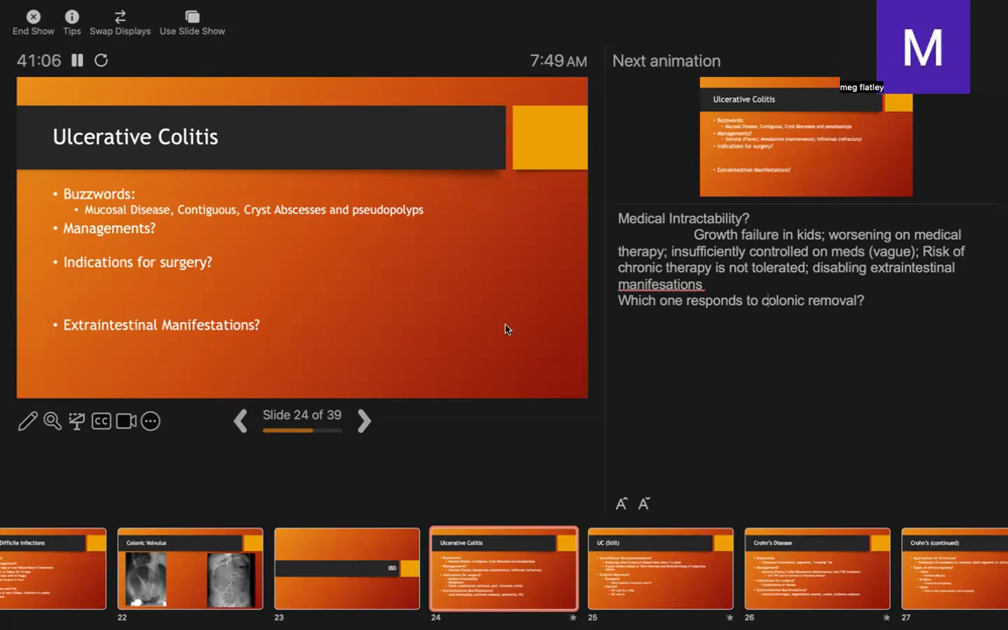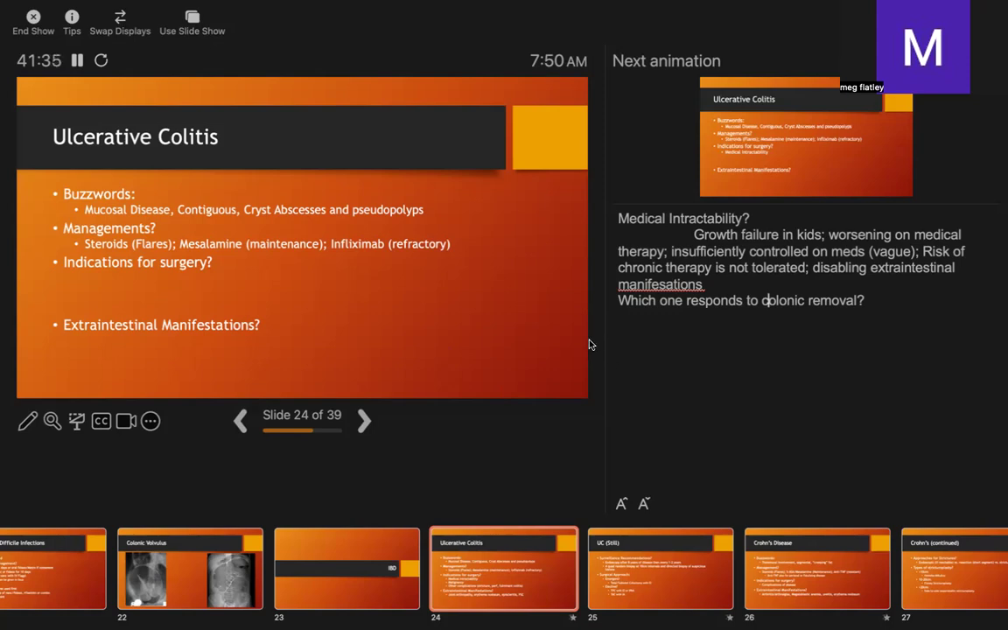How do we manage it? Okay, steroids first. Okay, what's next? Yeah, so they say steroids, then mesalamine for maintenance, and then biologics for refractory. This is not necessarily what we do in real life, but this is for the purpose of the test. Steroids first for an acute flare, mesalamine for maintenance, and then infliximab if they're refractory.